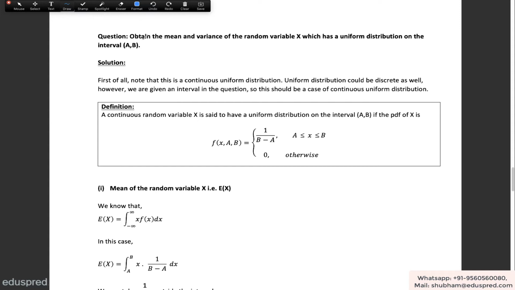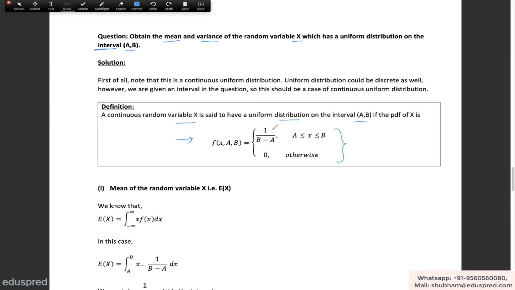In this video, I'm going to solve this question. Obtain the mean and variance of the random variable x, which has a uniform distribution on the interval a comma b. First of all, note that x is a continuous random variable because this is defined on the interval a comma b. And if a continuous random variable x has a uniform distribution on the interval a comma b, then its probability density function is written in this manner.